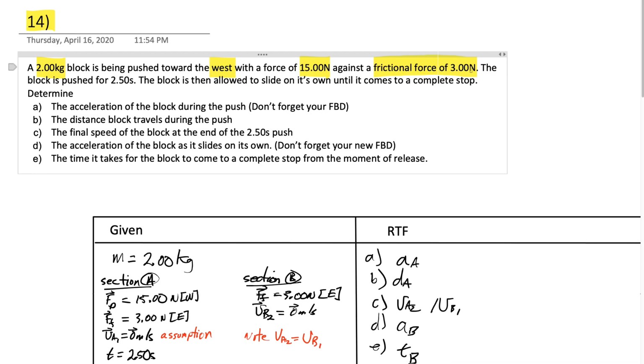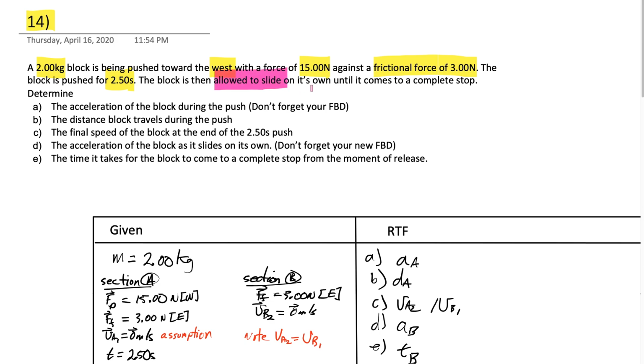So the block is being pushed towards the west, but the friction is working in the opposite of west, which is east. It seems weird, but your friction is actually going to turn out to be a positive vector. And again, positive, negative in physics generally just means direction. And of course, the block is being pushed for 2.50 seconds. Okay, so then the block is allowed to slide on its own, section B happening here, until it comes to a complete stop.